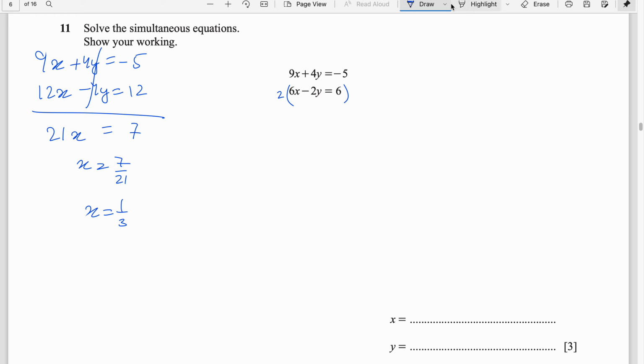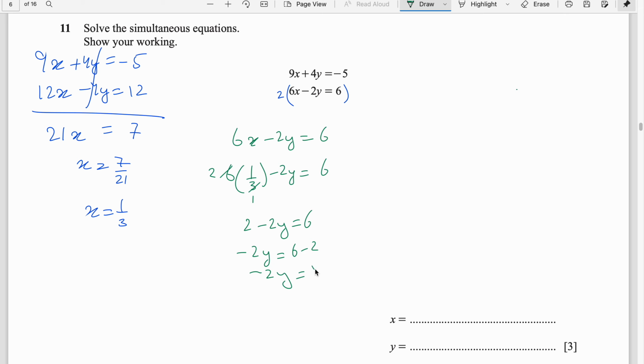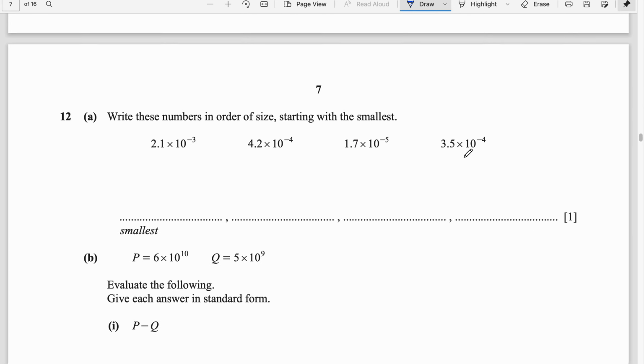Substitute this value in any of the equations. 6x minus 2y is equal to 6. 6 into 1 by 3 minus 2y is equal to 6. 3 ones are 3, 3 twos are 6... 2 minus 2y equals 6. Minus 2y is equal to 6 minus 2. Minus 2y is equal to 4. Y is equal to 4 by negative 2, y is equal to minus 2. So x is 1 by 3 and y is minus 2.